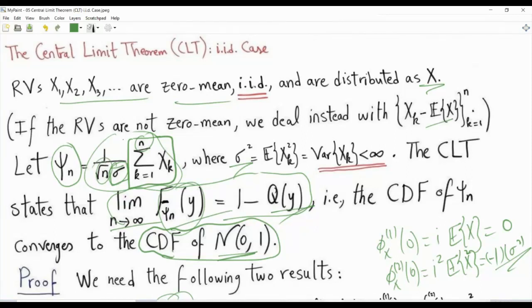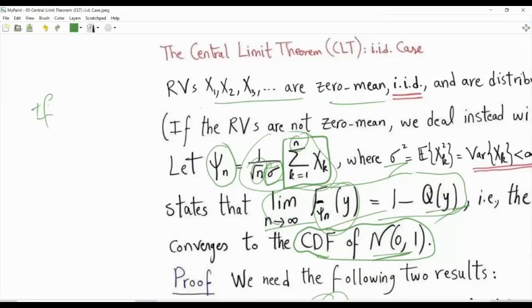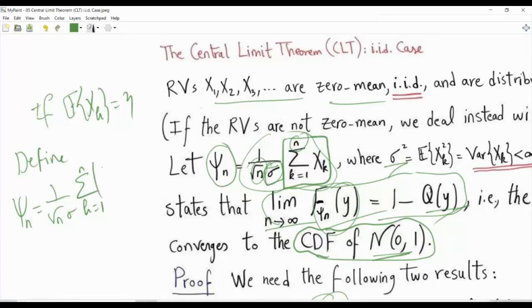So if you have a phenomenon that is sort of summing a large number of random variables with finite second moments, then you will find the Gaussian distribution emerging from this system. So this is the central limit theorem. Again, if the expectation of xk is equal to eta, then you define psi n as 1 over square root n sigma, times the sum of xk minus the mean. So this zero mean business is not essential. If they do not have a mean of 0, then you work with the random variables from which the first moment is finite, so xk minus eta will be zero mean.